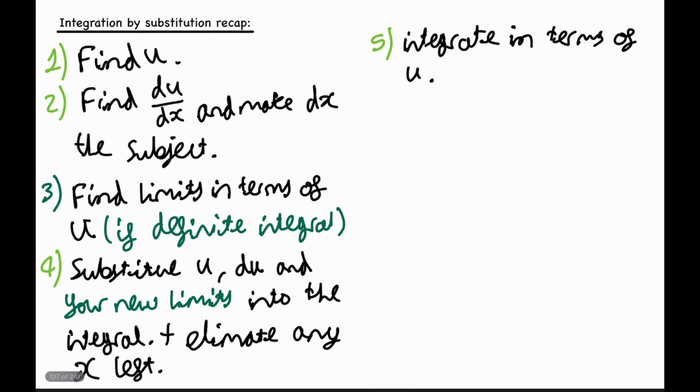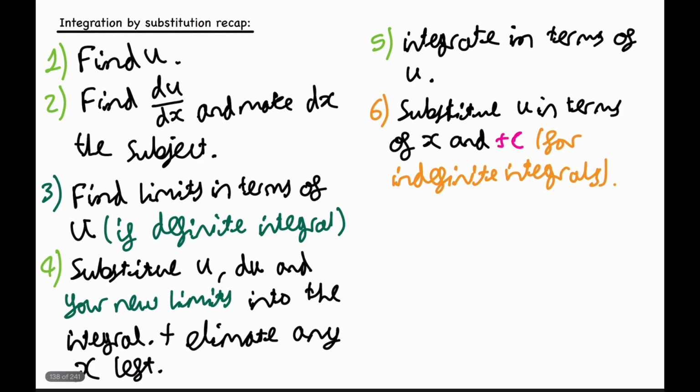And the next step would be to integrate in terms of u, which is the reason why we've done all of these steps anyway. It's just so we have a nice and easy integration in terms of u. So this should be just simple integration. If you know your integration well, this should be very straightforward.